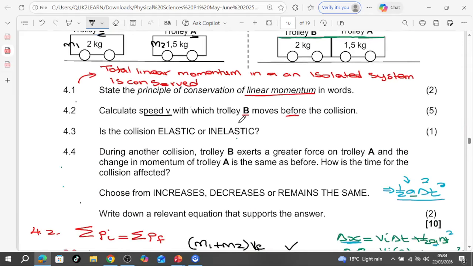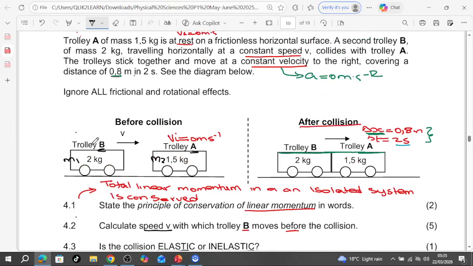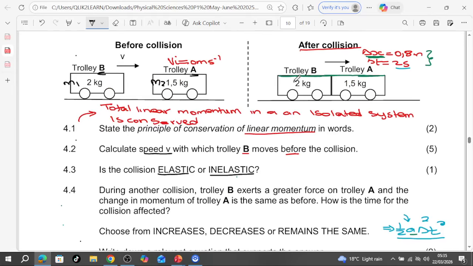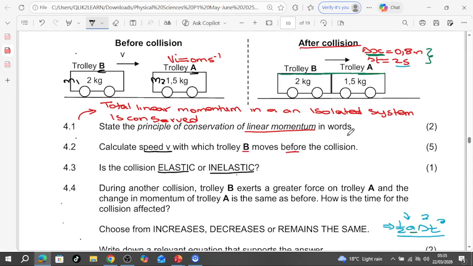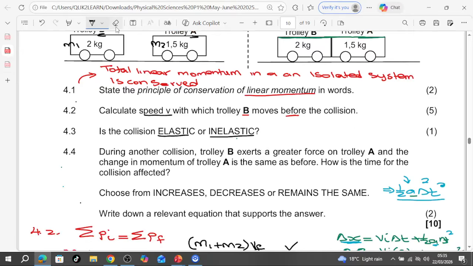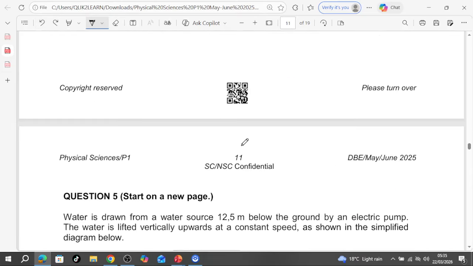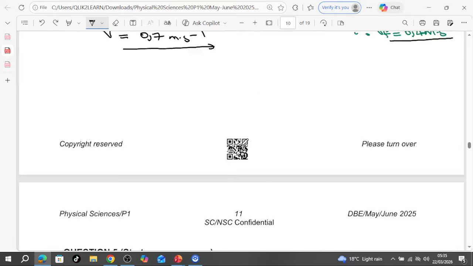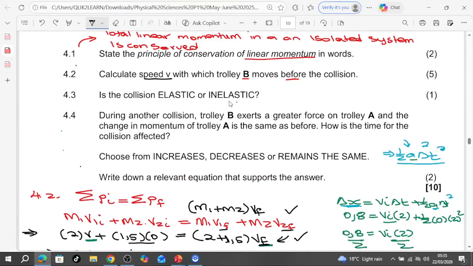Right, so now they are asking: is the collision elastic or inelastic? So ladies and gents, if an object collides with another object, and after the collision they move together, it's inelastic. So the correct answer here is inelastic because they move together. For the fact that they stick together, we're going to say this is inelastic. But if they don't stick together, it's going to be elastic. So the correct answer is this one.